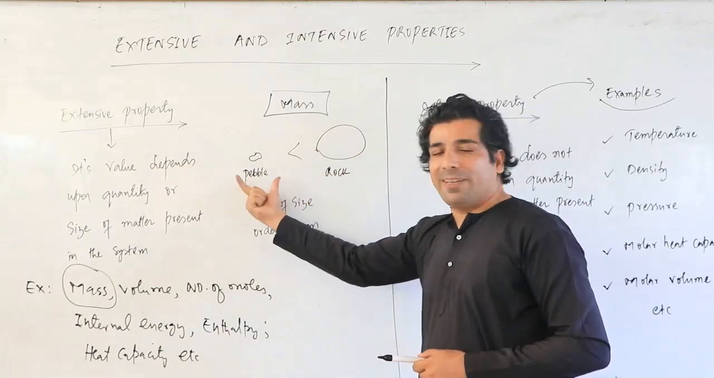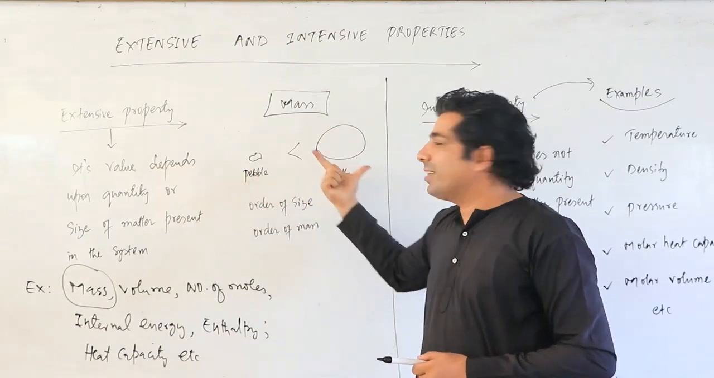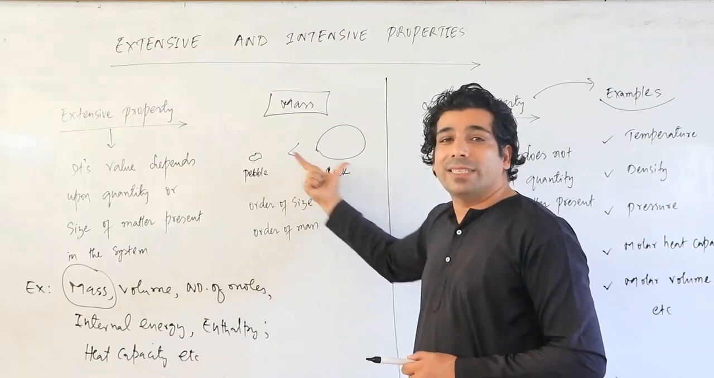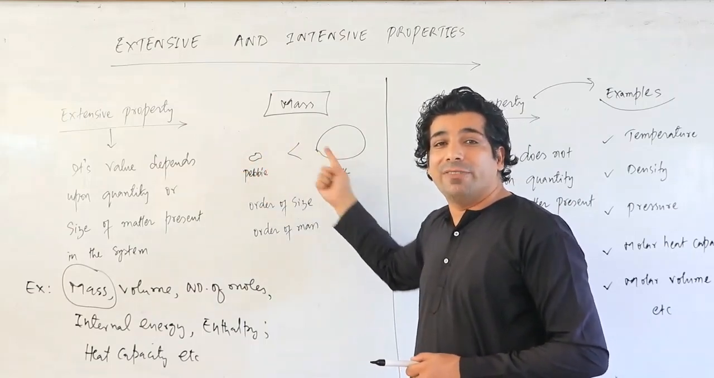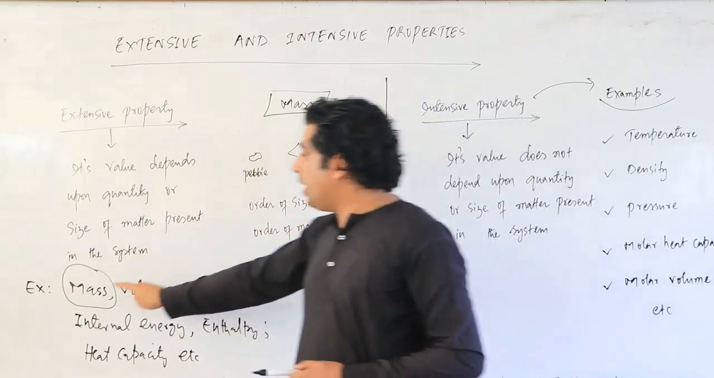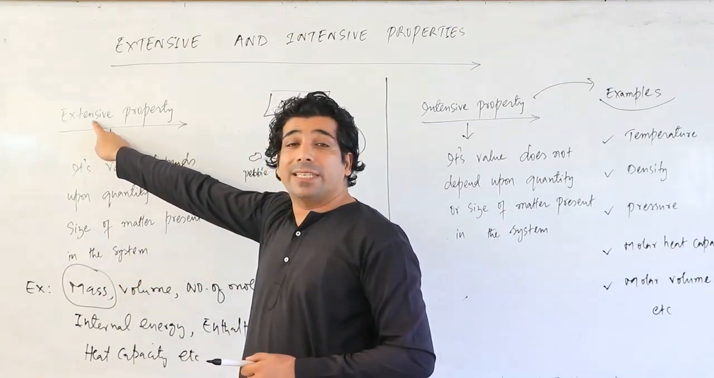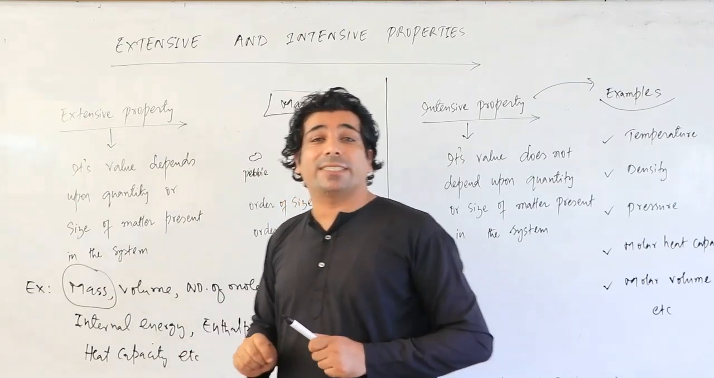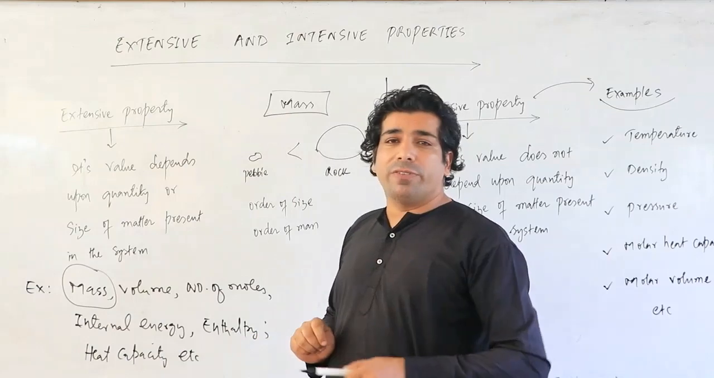So a pebble has less mass, and this rock, which is of bigger size, has more mass. That means mass changes when the size of the particle changes. That means mass is which property? Extensive property. Remember, my dear friends, mass is an extensive property. You can go in reverse also.